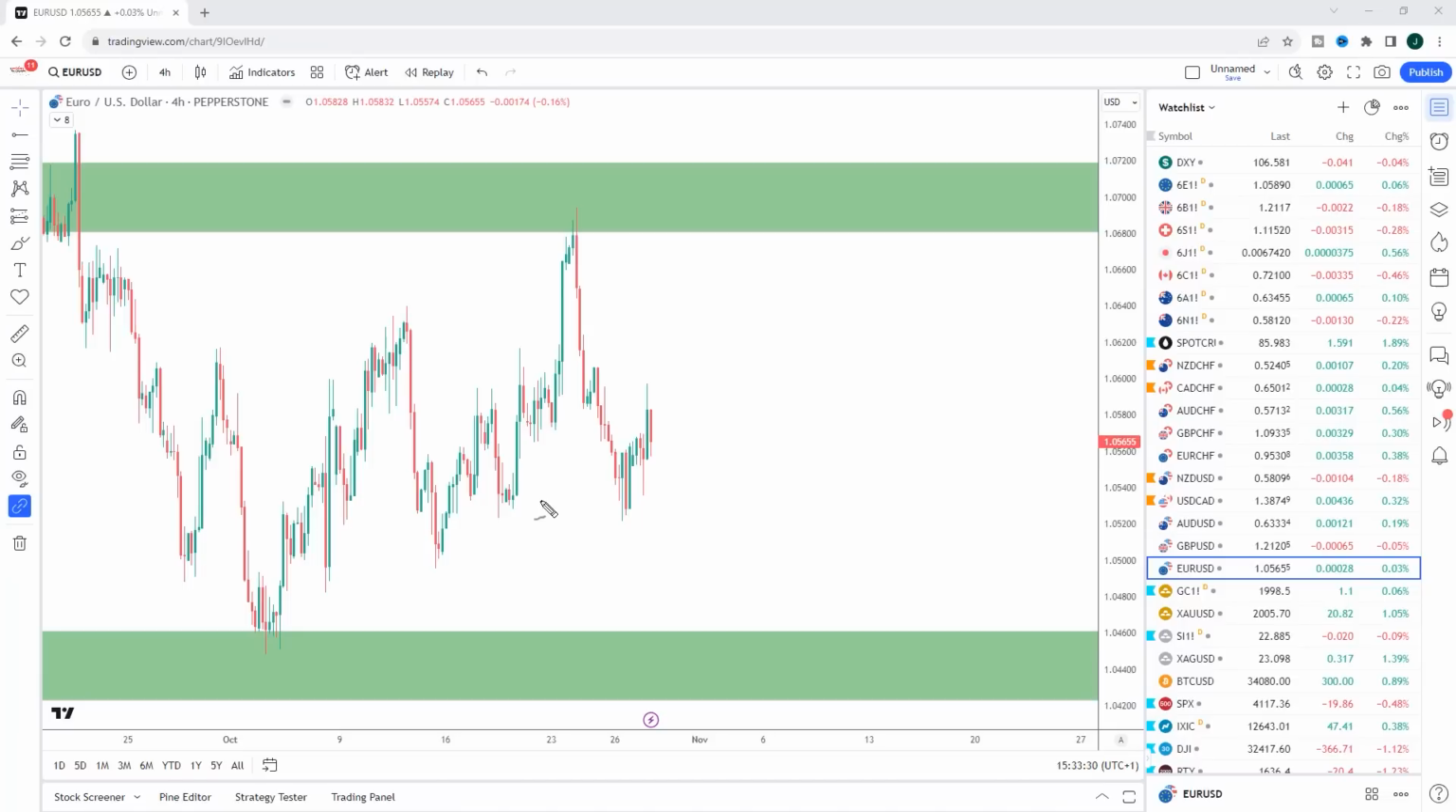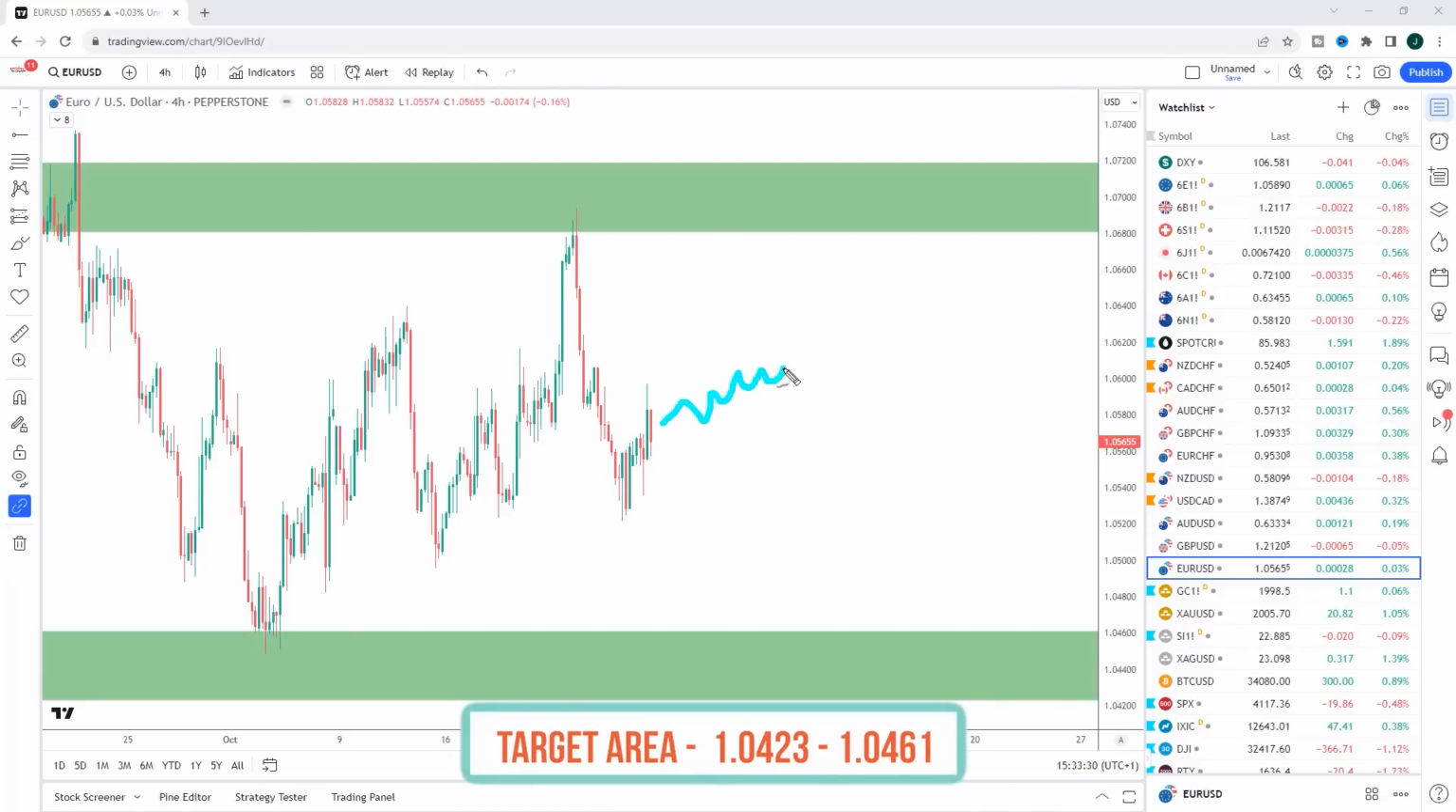And last but not least, we have euro dollar. Again, I expect this to do pretty much nothing into Wednesday.